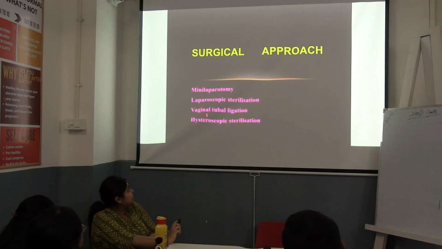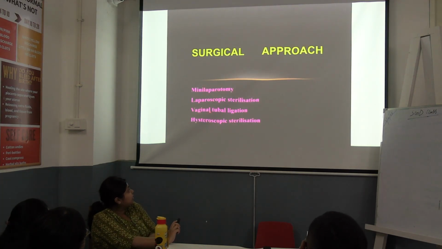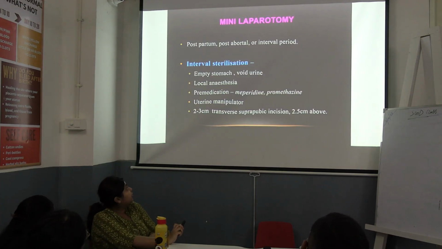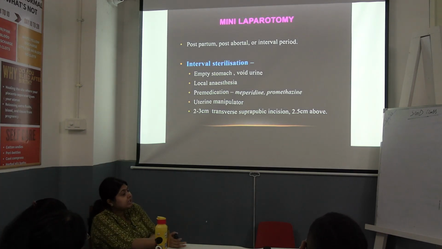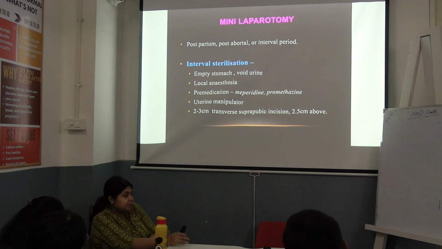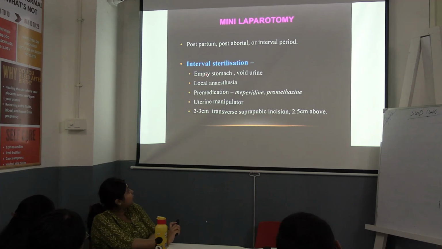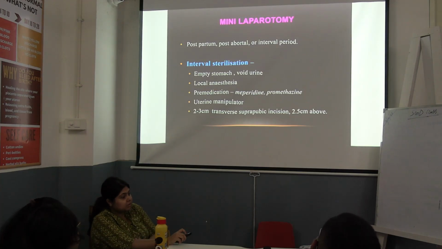Now, surgical approaches are: mini laparotomy, laparoscopic sterilization, vaginal tubal ligation, and hysteroscopic method of sterilization. Now, mini laparotomy is preferred in those patients who are in the immediate postpartum period, or those who have come with a missed abortion, we have done the dilatation and evacuation, now we do the ligation in the same setting, and interval period as well. In case of an interval sterilization, what we do: empty the stomach, void urine, local anesthetic is given, and a 2 to 3 centimeter transverse suprapubic incision is given, which is 2.5 centimeter above the symphysis pubis.